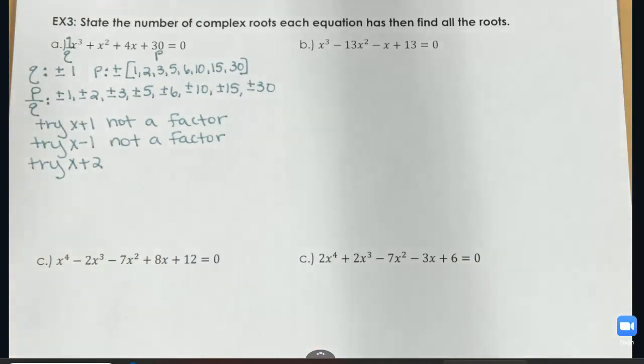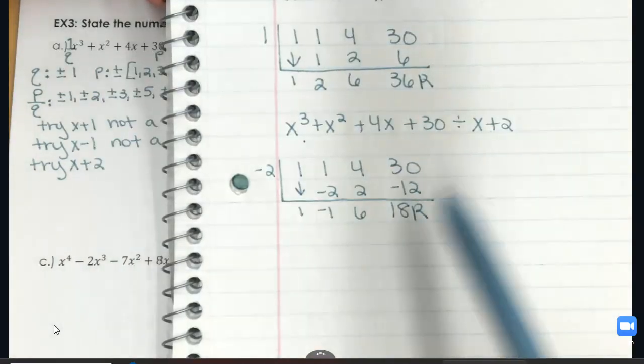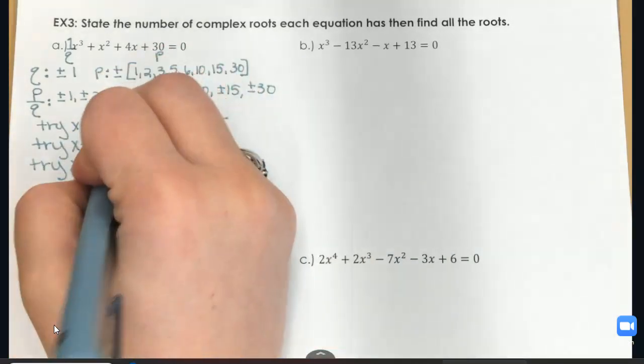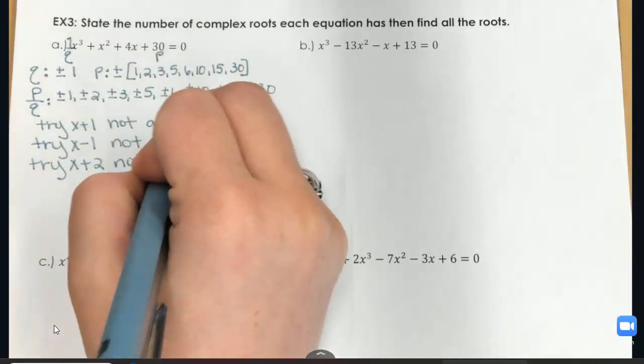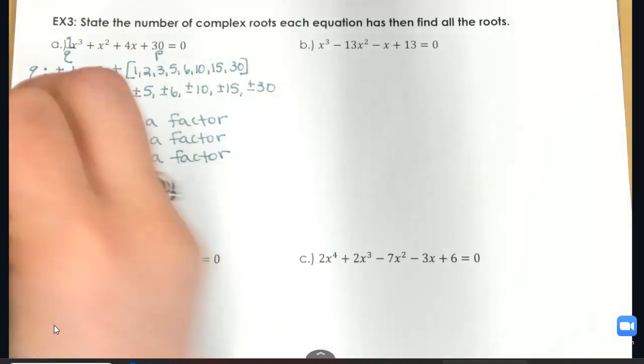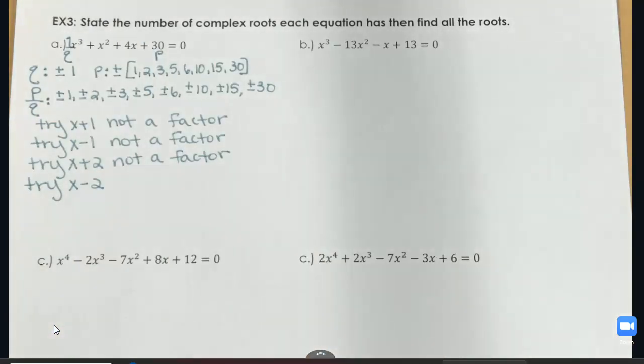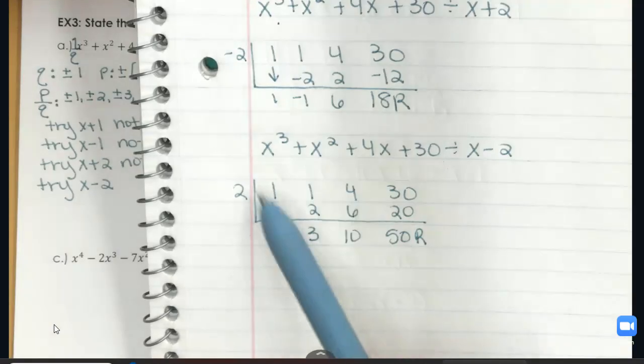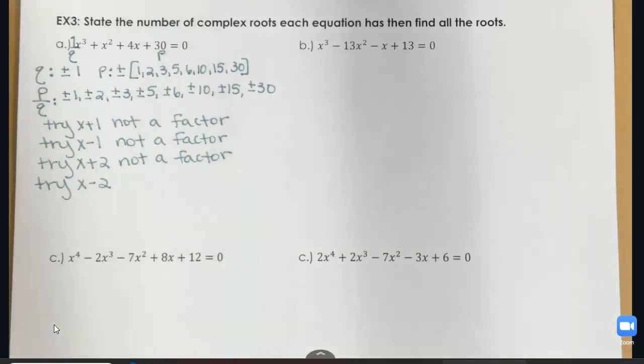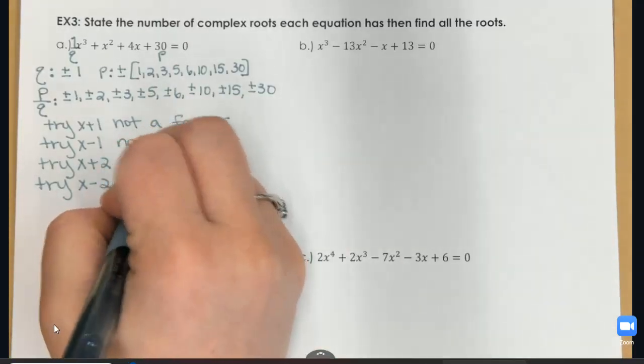Trying x plus 2, and I'm going to do the same thing. Okay, here's my work for dividing by x plus 2. I got a remainder that is not 0, so this one is also not a factor. So now I am going to try x minus 2. Here's my work for trying x minus 2. Again, I got a remainder that's not 0, so that one is also not a factor.